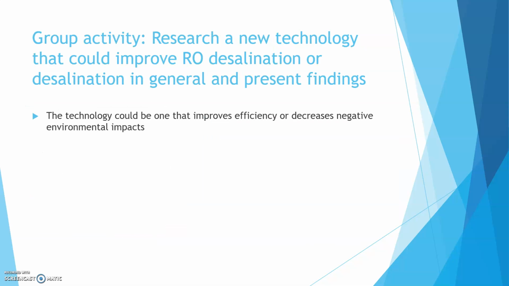and so on. And here we provided some group activity. Find a new technology that could improve RO desalination or desalination in general and present your findings. The technology could be one that improves efficiency or decreases negative environmental impacts.